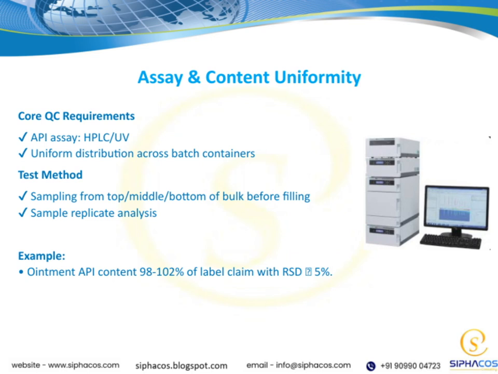For example, when testing an ointment, we expect the API content to be within 98 to 102% of what the label claims, and the relative standard deviation, or RSD, should be less than or equal to 5%. This ensures that the content is consistent and reliable across the batch. Overall, these core requirements help us maintain high-quality standards and ensure that our products meet both regulatory and therapeutic expectations.